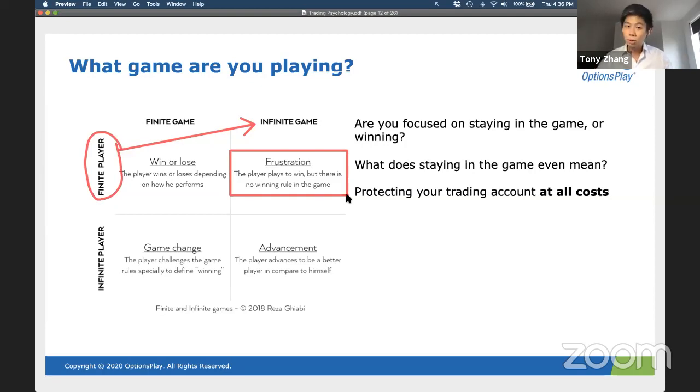You're trying to win trades, but guess what? At the end of the day, no one cares how many trades you win or how many trades you lose. The only thing that matters is how profitable you are at the end of the day, and can you continue to be profitable into the future?